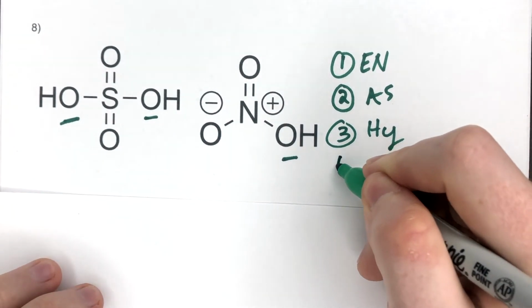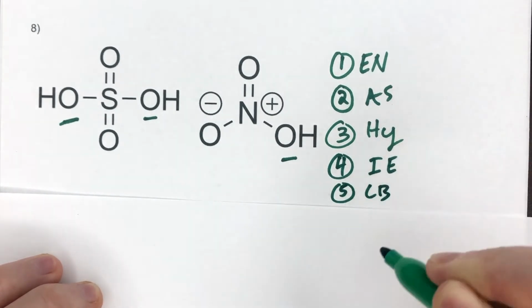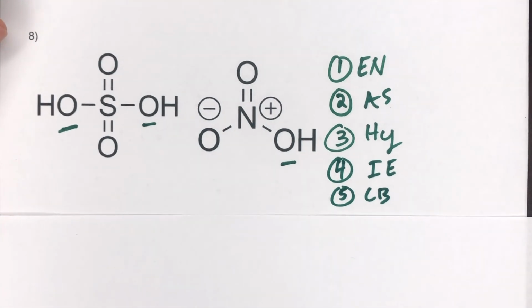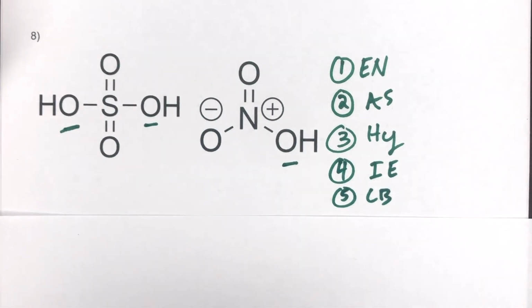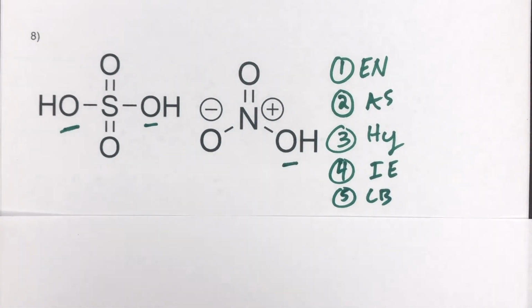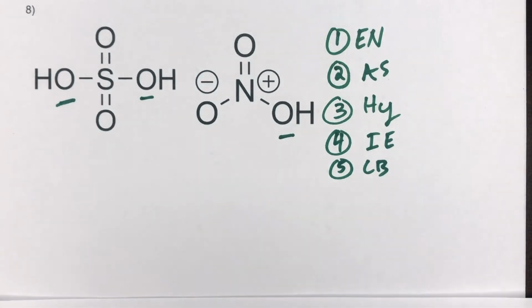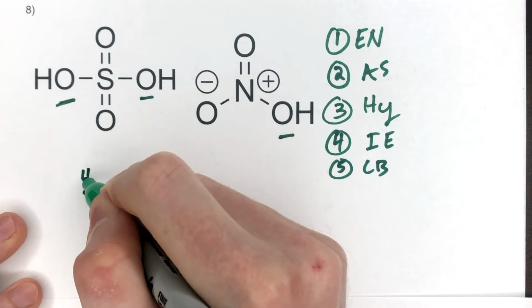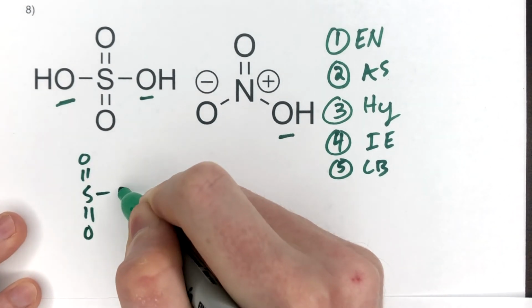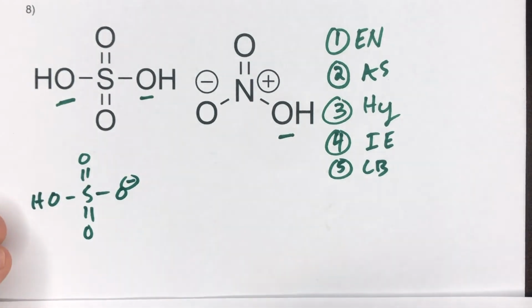The two significant factors are the inductive effect and the conjugate base stabilization. So the inductive effect is essentially you have all these oxygens nearby that are affecting this proton more so than just the nitrogen. But again, that's a rather small argument. The biggest reason is going to be the conjugate base stabilization. So let's look at our conjugate bases and explain why one of them is going to be more acidic than the other. So here in the H2SO4, we have this conjugate base.